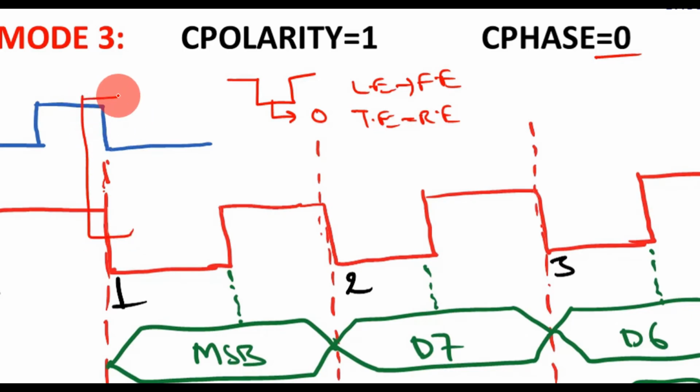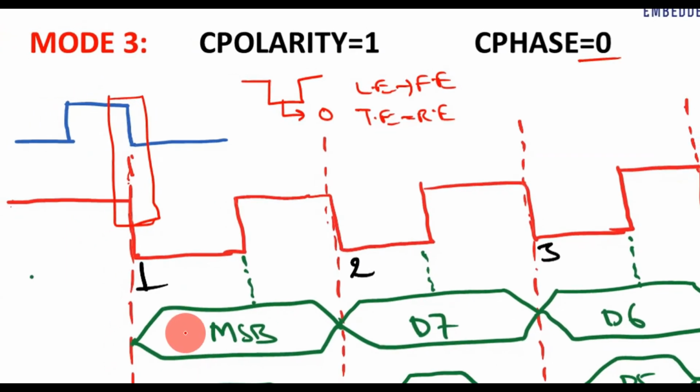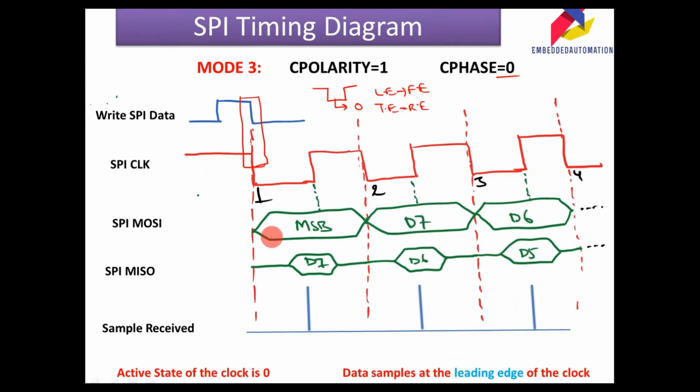You can observe here the clock starts without delay, but it starts from a higher state, and the data at the master output is immediately stored on the leading edge of this clock. This is the leading edge of the clock, and the input data on the MISO line is latched on the rising edge. This is the rising edge of the clock. So the data on the MISO line is latched at the rising edge. This is about the third mode.